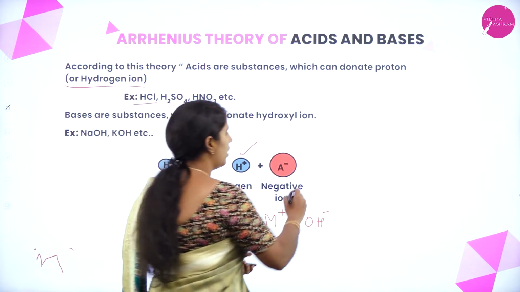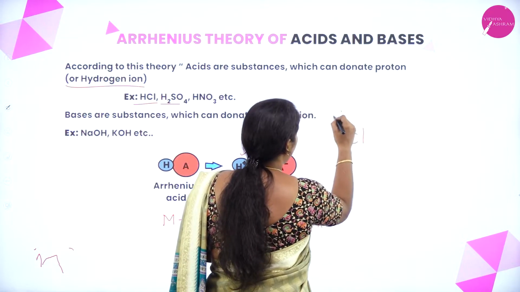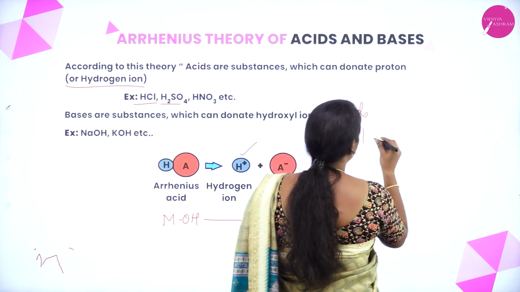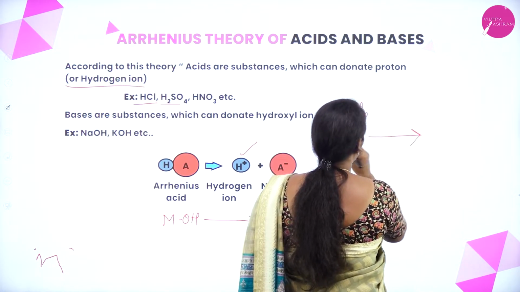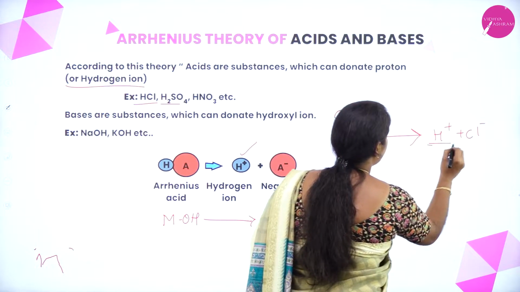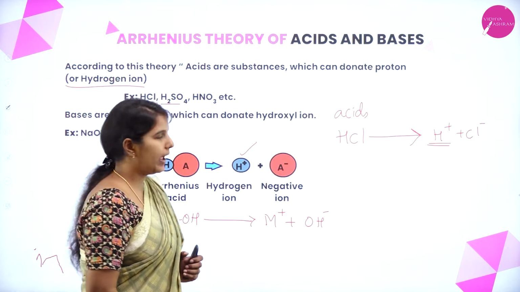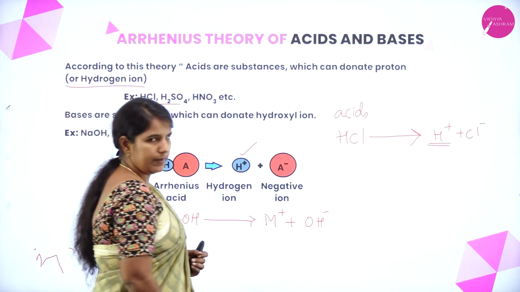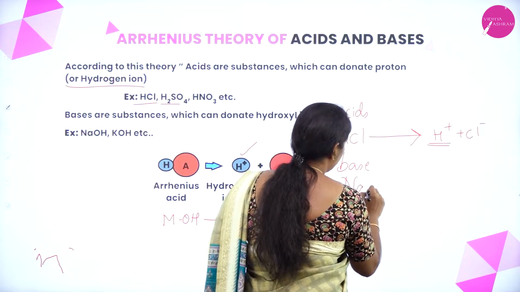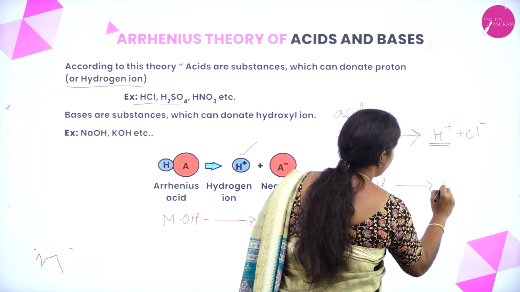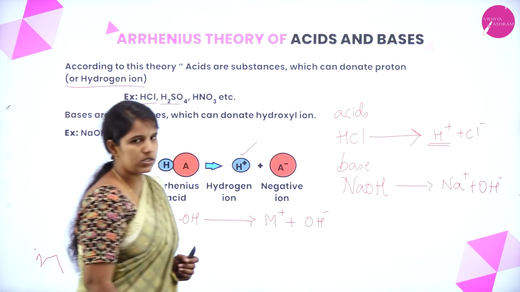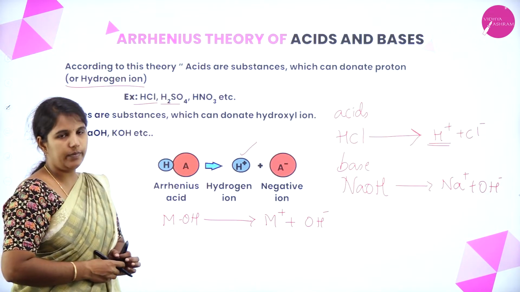You can take the example of HCl for the acids. We know that according to Arrhenius, the acid is a substance which has the capacity to donate H plus ion. Such substances are said to be acids. I will take the example of the bases, that is NaOH. The base is a substance that has the capacity to donate what? OH minus ion, that is a hydroxyl ion. Such substances are said to be bases.